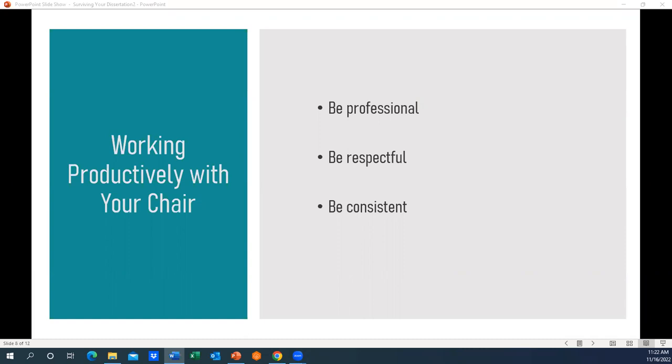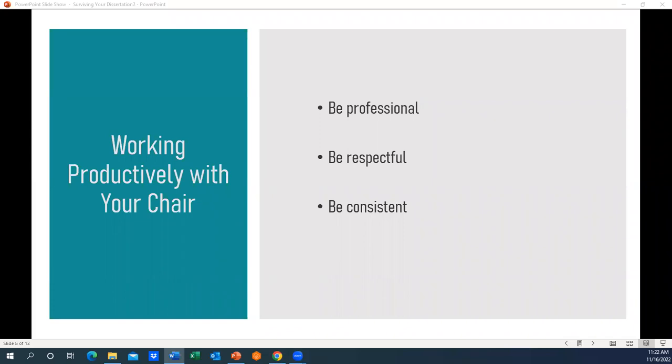So the quickest way to get to the place where you're not writing your dissertation anymore is to avoid your chair, right? So even if they're intimidating, you're going to have to find a way to deal with that, or soften that, or maybe even talk to them, because you have to work with them.